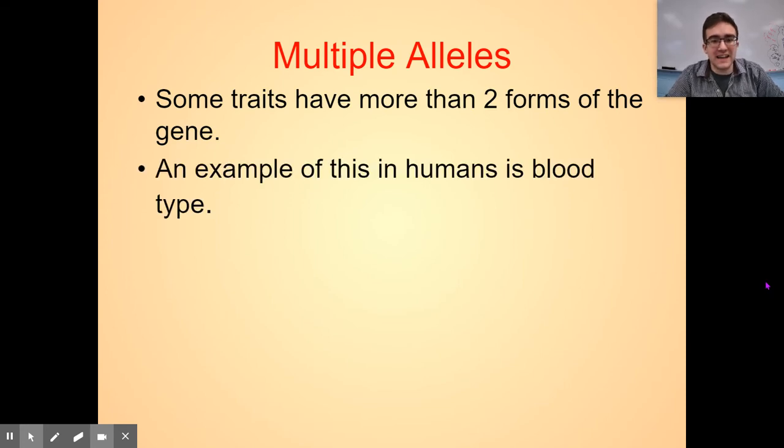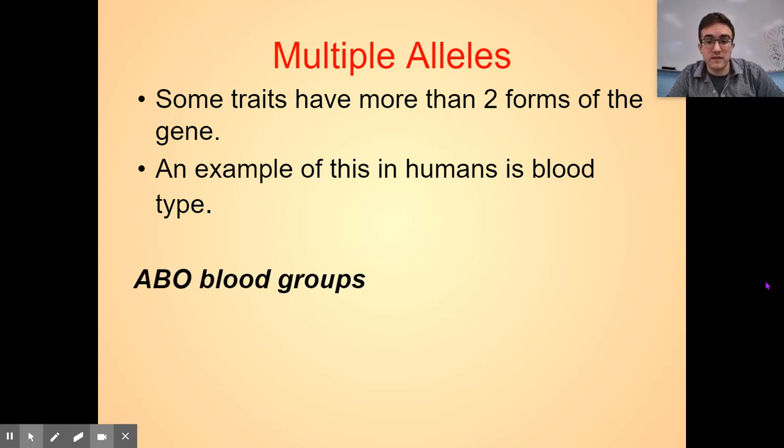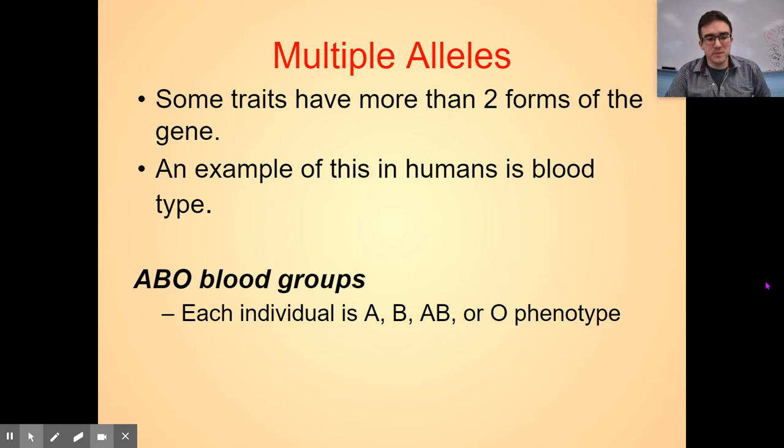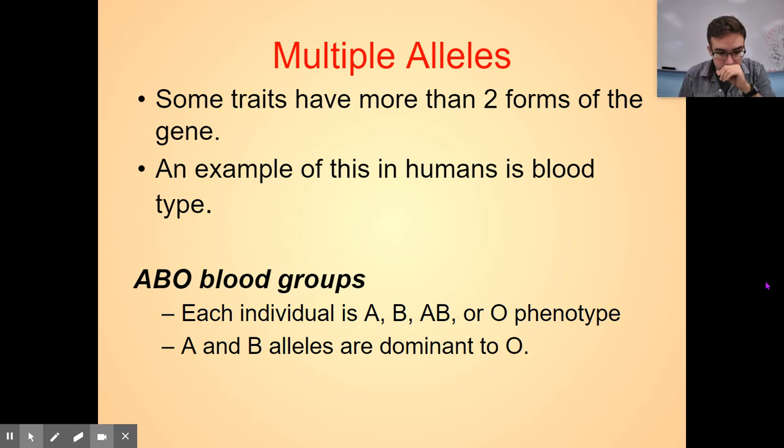An example of that is the human blood system. How we have different types of blood is the perfect example of multiple alleles, because we have four different blood types. We have three different alleles for blood, because we have A, B, and the O blood groups. So each individual is either A, B, AB, or O blood type phenotypically.